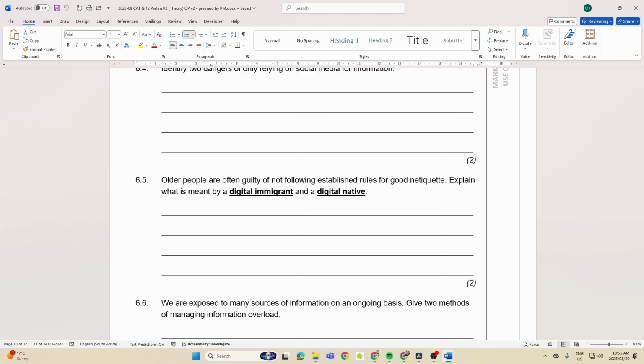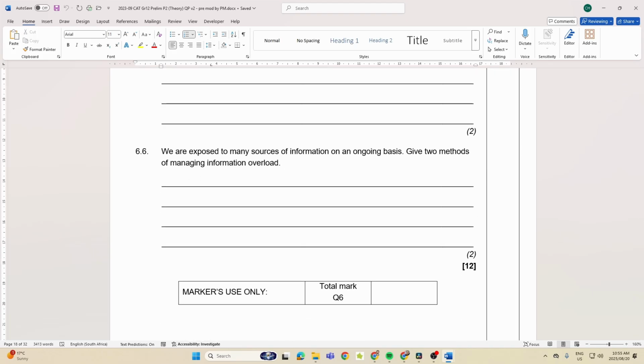So a digital native is someone who has grown up with technology, like you lot are digital natives. Those that have not and have had to learn how to use technology later in life, they are the digital immigrants. Okay, so yeah, if that hasn't come up, that is something new that I've seen there.